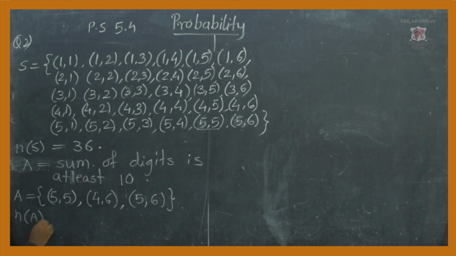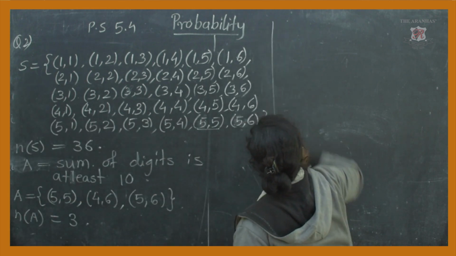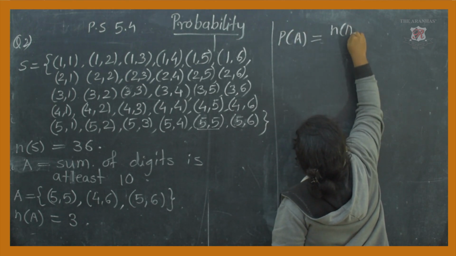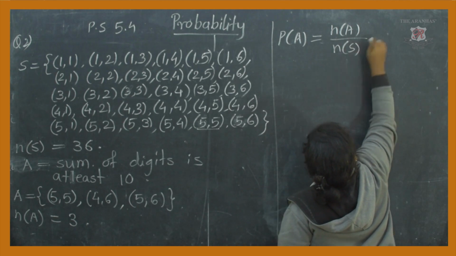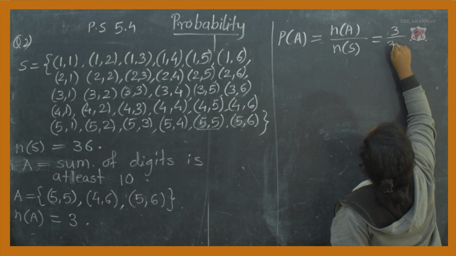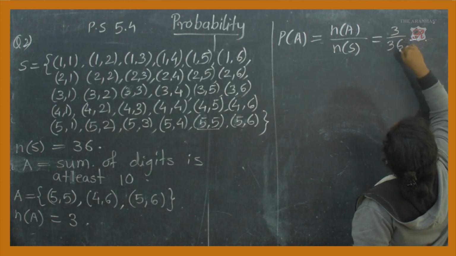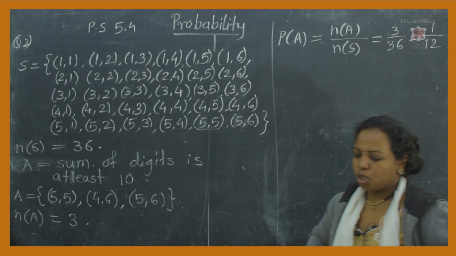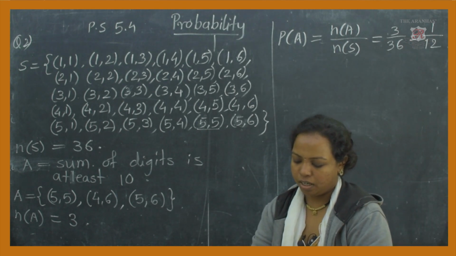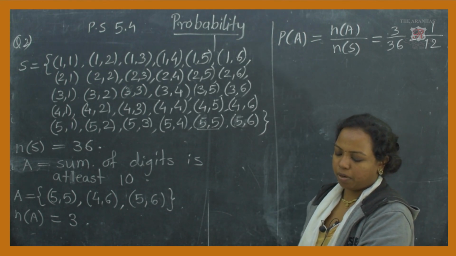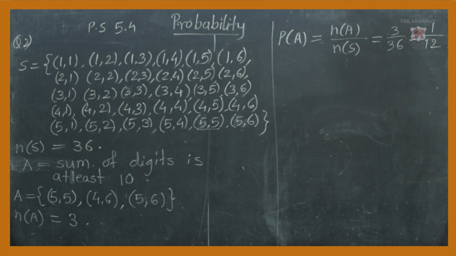So, n of A is 1, 2, 3, 3 numbers are there. So, how are we going to see the probability? Probability of A is n of A upon n of S. What is n of A here? It is 3 upon 36. So, you can divide: 3 1s are 3, 3 2s are 6. So, that is the probability that the sum of the digits on the upper face is at least 10.